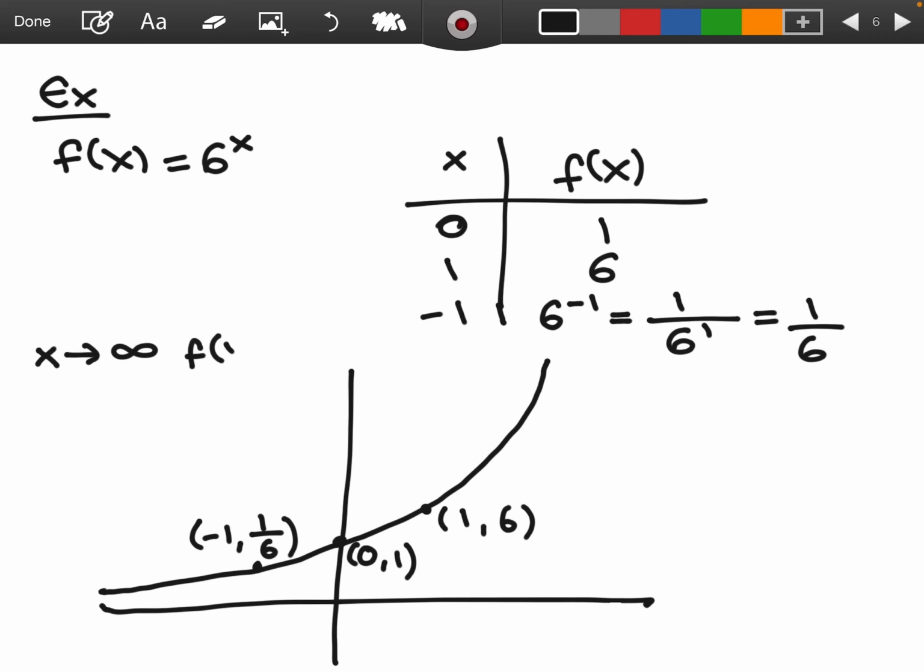I can see as x goes towards infinity that f of x also goes towards infinity, and as x goes towards negative infinity, remember, it's the same thing if I've got 6 to the power of a negative number, it's going to be 1 over 6 to the power of the appropriate positive number, which means that I'm going to get 1 over a larger and larger and larger number, sending me towards 0. So as x goes towards negative infinity, f of x goes towards 0.